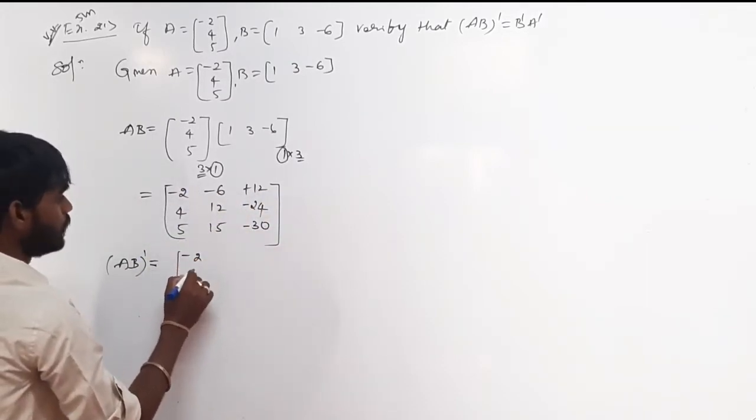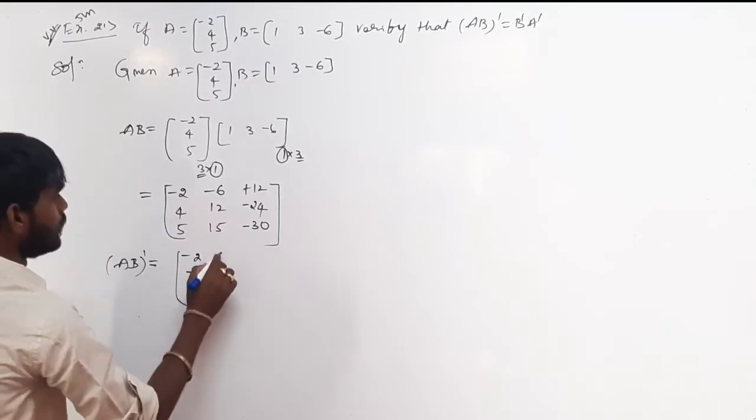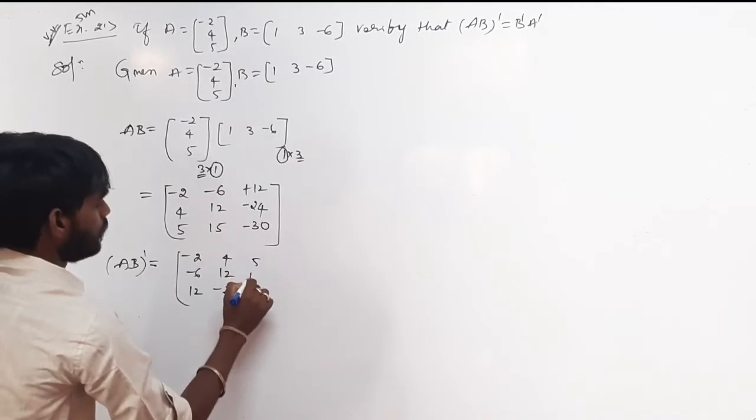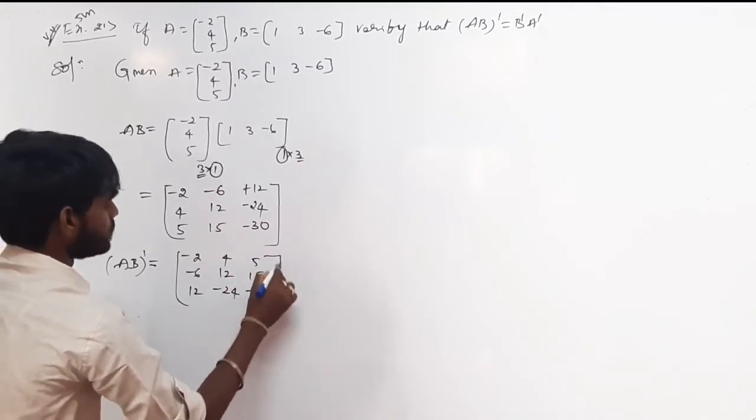that is minus 2, minus 6, 12, 4, 12, minus 24, 5, 15, minus 30.